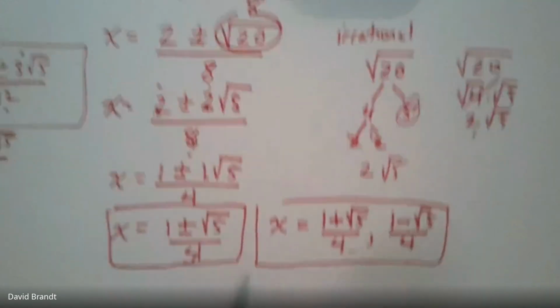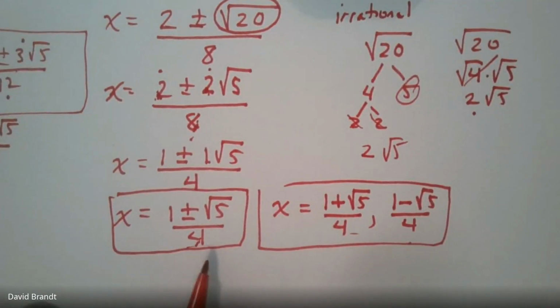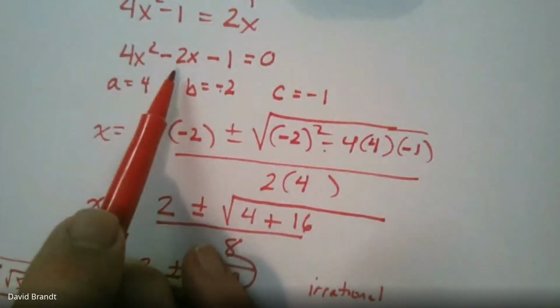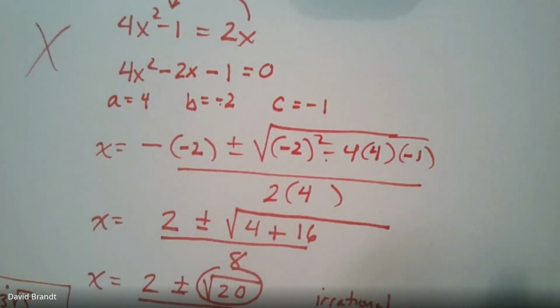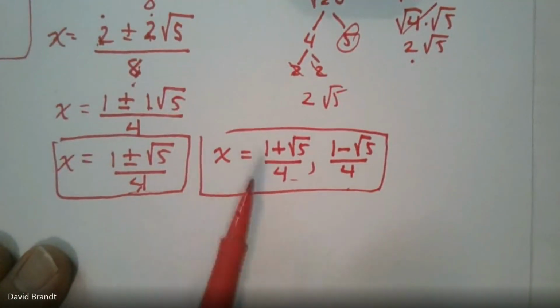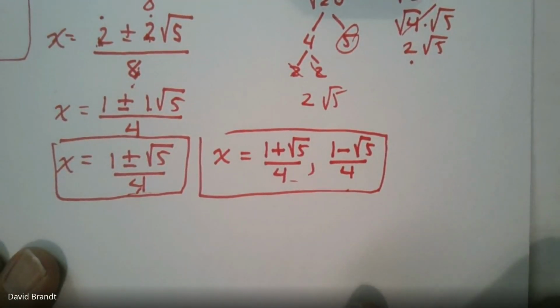Now, also, when answers look like this, it wouldn't have factored. Factoring would not have worked. If you tried to factor this, you would not have been able to find numbers that fit in the x. It doesn't factor. So when answers have square roots, factoring wouldn't have worked anyway.